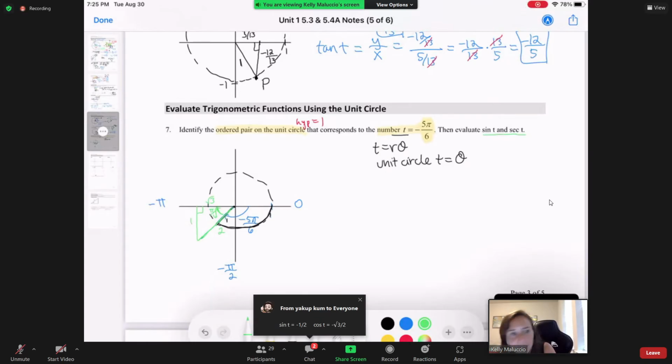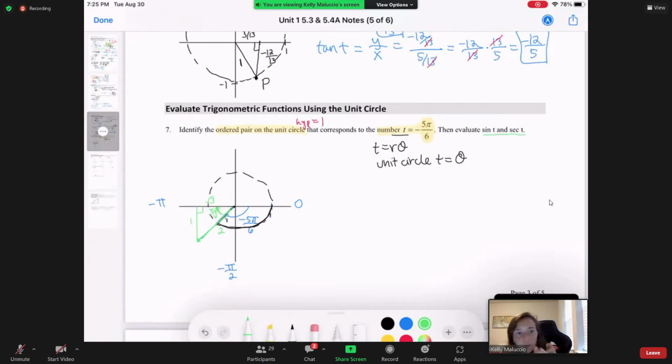Oh yeah, somebody said they found it. Yeah, you're correct. If we extended it like this, we could use right triangle trig with pi over 6 as the angle. But if we kept it on the unit circle, we're going to look at this point on the unit circle, and this point P is exactly what Jakob said here. It's going to be negative square root 3 over 2, comma, negative 1/2, because technically these are both negative, right? Because we're in the third quadrant.